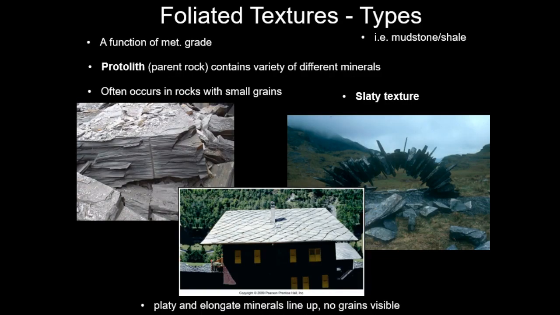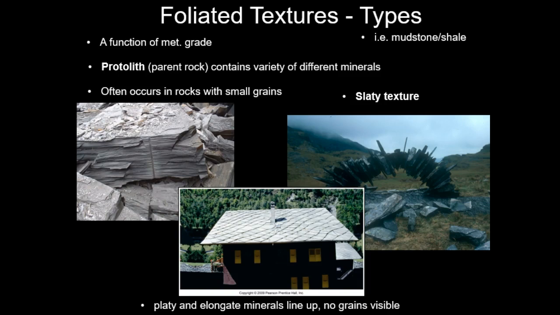So various types of foliation are going to exist, depending largely on the grade of metamorphism and on the mineralogy of the parent rock. The first foliated texture that we'll look at is the slaty texture, and we'll cover them from lower grade metamorphism to higher grade, by the way.